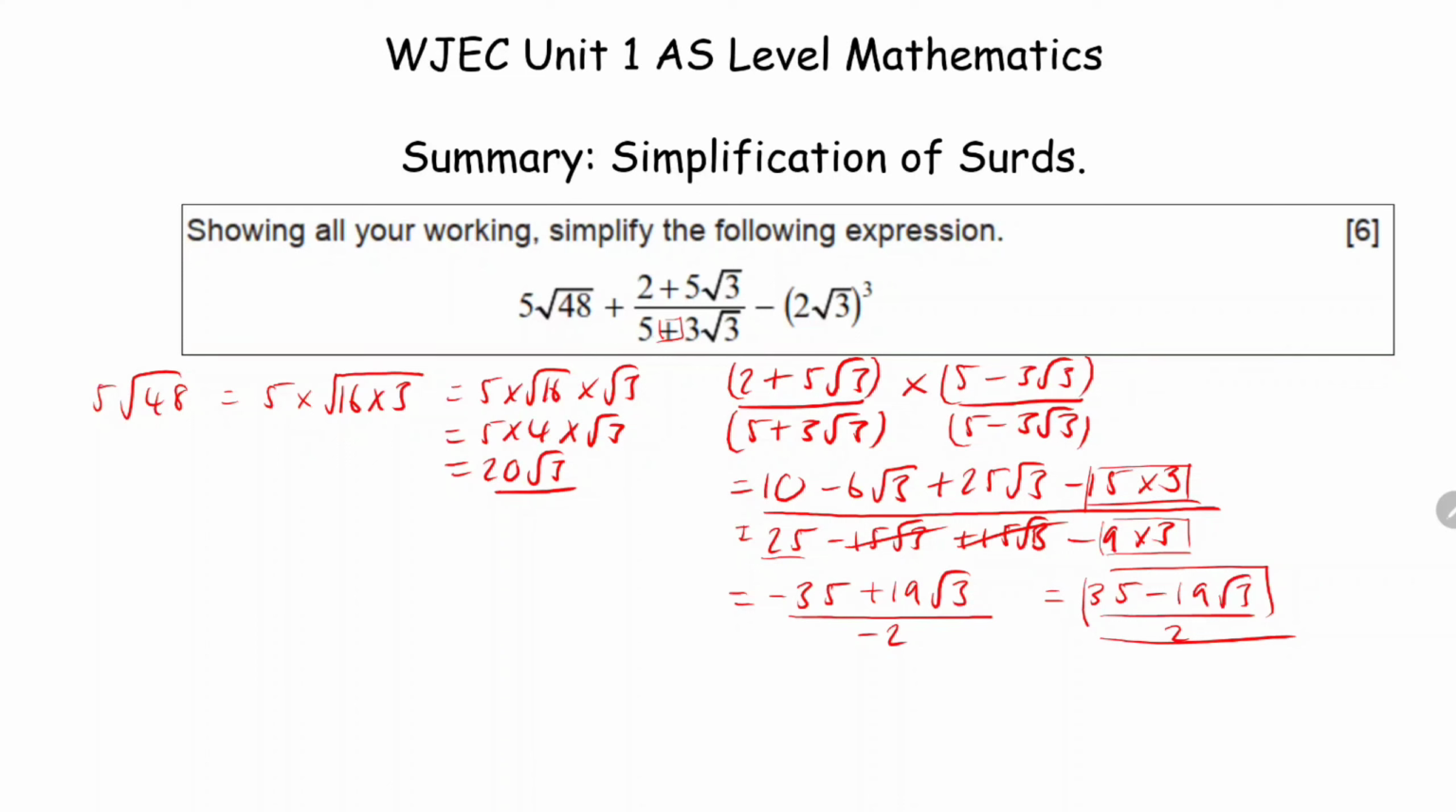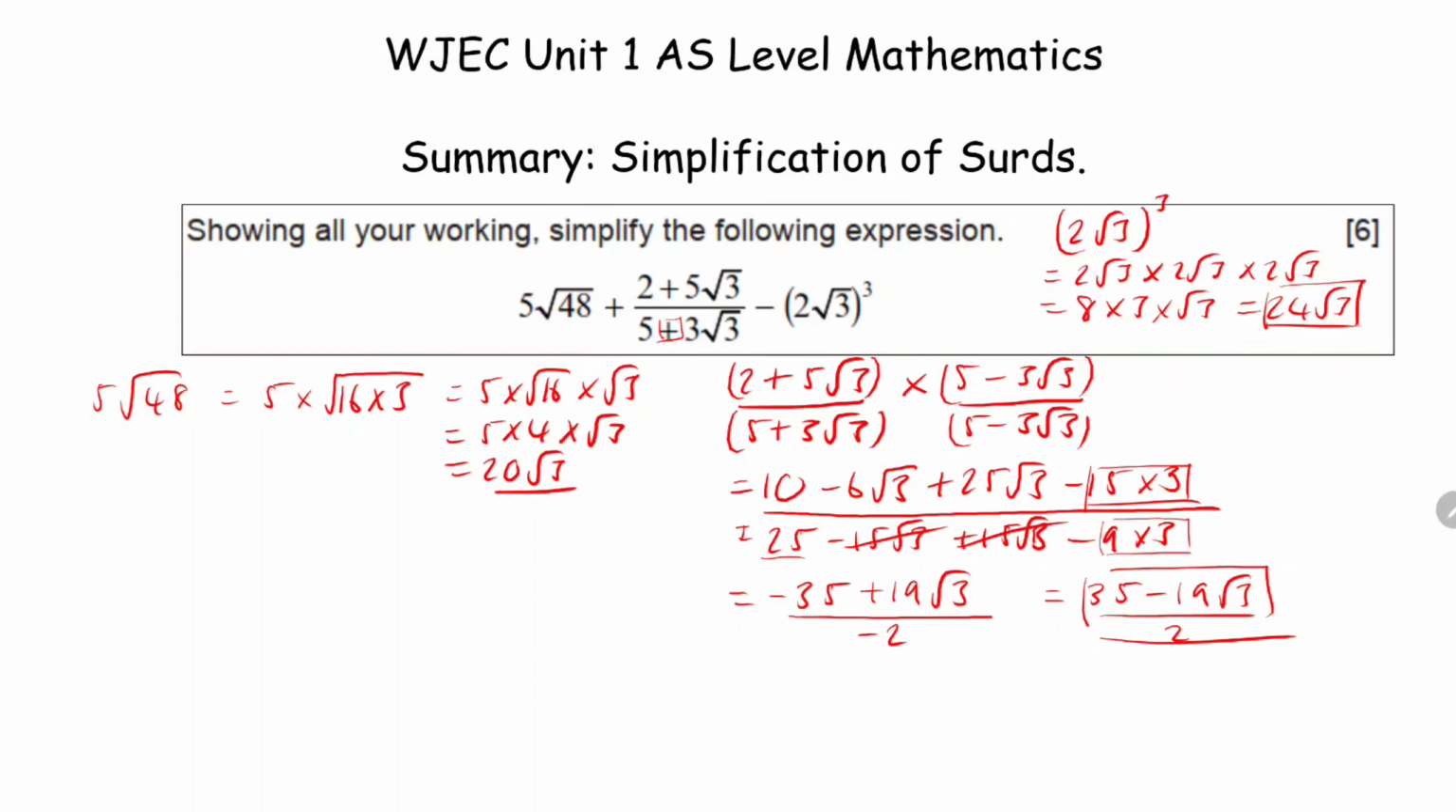Right, the final term, I'm going to simplify it up in the box up here so that I don't run out of space. But we've got 2 root 3 cubed, which is 2 root 3 times 2 root 3 times 2 root 3. 2 times 2 times 2 is 8. Root 3 times root 3 is 3. And then we've got a root 3 on its own. 8 times 3 is 24, so this is simplified to 24 root 3. So we've got our 3 terms.